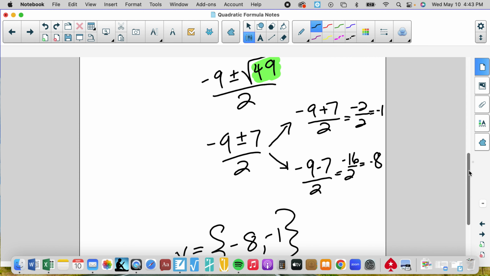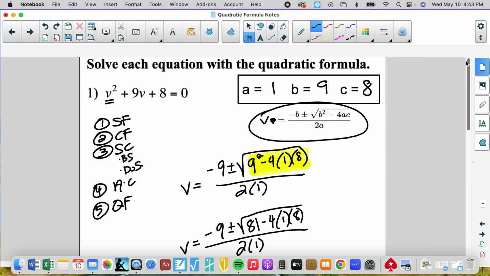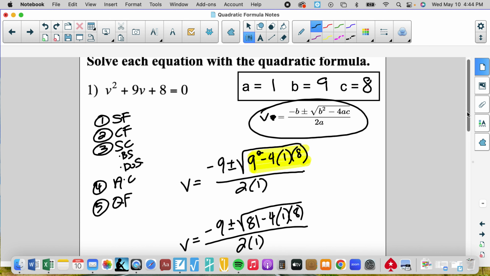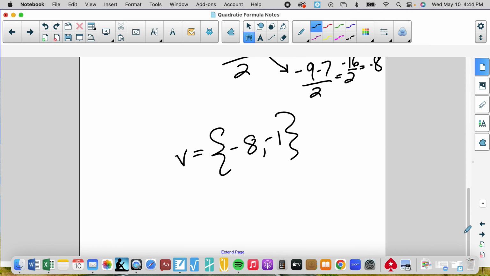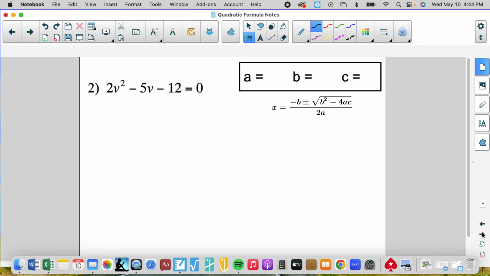Those are the solutions to this equation that makes this left side equal to 0. If we plugged in negative 8 and if you plugged in negative 1. So again, since the variable in the equation is v, my solution is going to be negative 8, negative 1. Let's try another one. So first thing we do, is it set equal to 0? Yep. Is it in standard form?